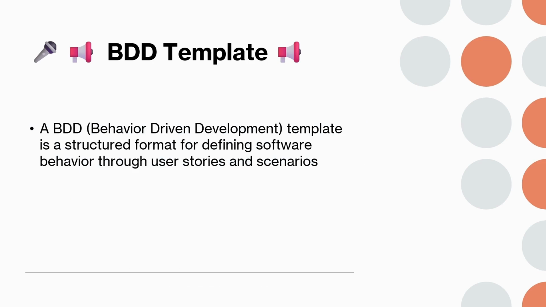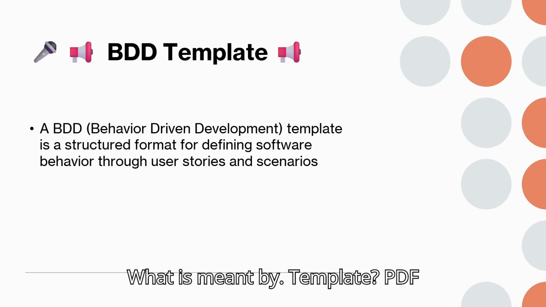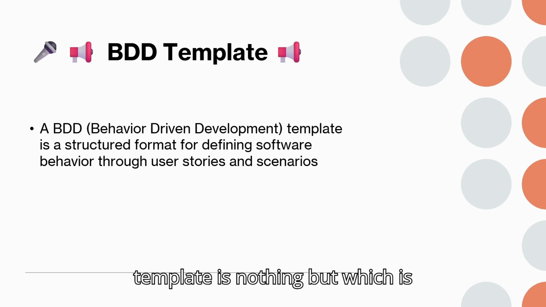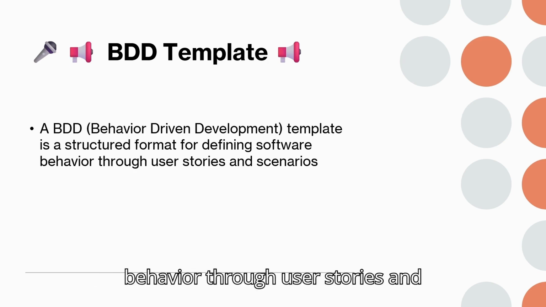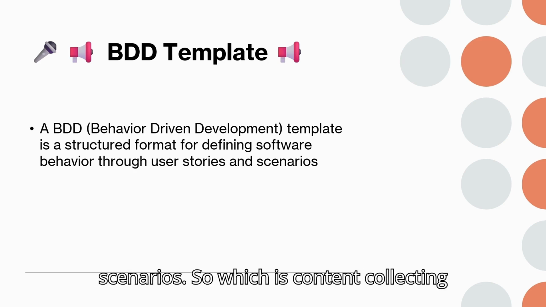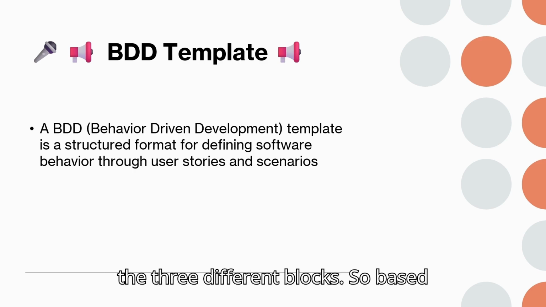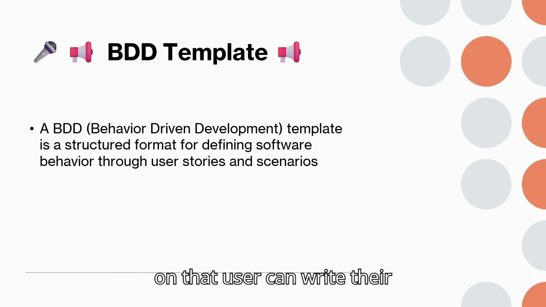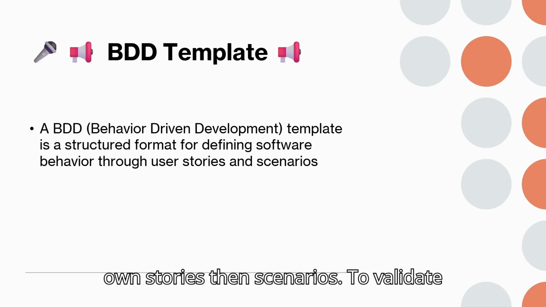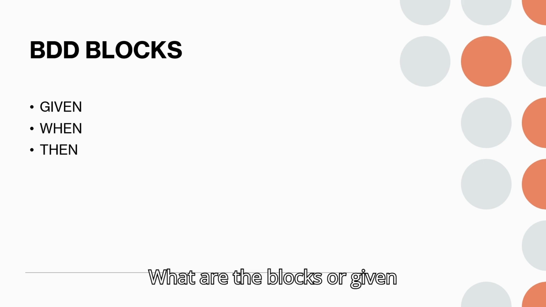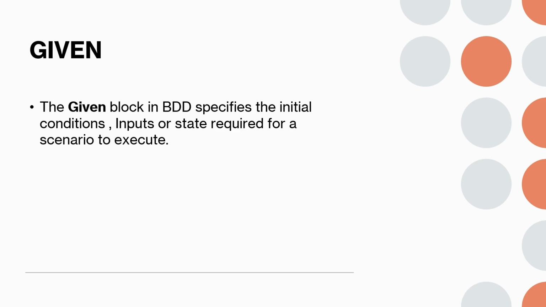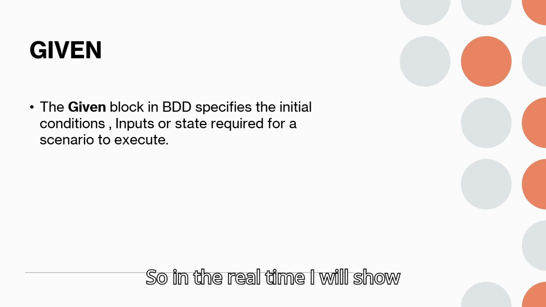Then what is meant by the BDD template? A BDD template is a structured format defining the software behavior through user stories and scenarios. It contains three different blocks. Based on that, users can write their own stories and scenarios to validate end-to-end scenarios. The blocks are given, when, then. In real time, I will show how it looks.